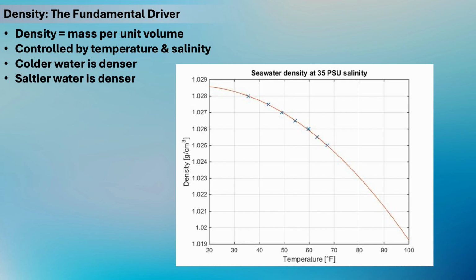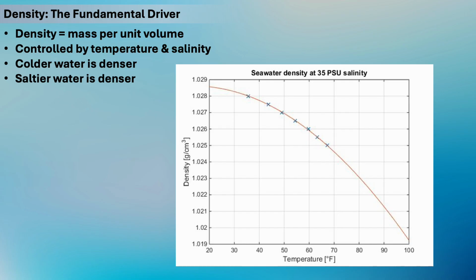Unlike surface currents, which are driven by wind transferring momentum, deep currents are driven by buoyancy forces. If a parcel of surface water becomes colder or saltier, its density will increase. When its density exceeds that of the underlying water, the water column becomes gravitationally unstable. Gravity then forces the denser parcel downward.